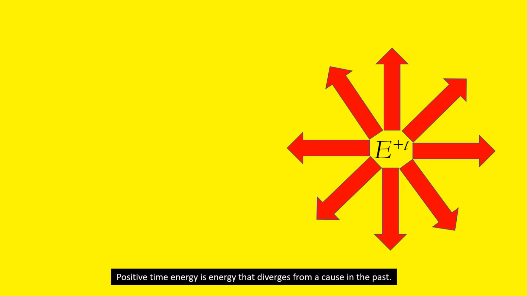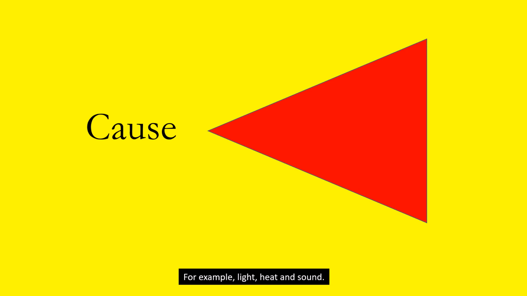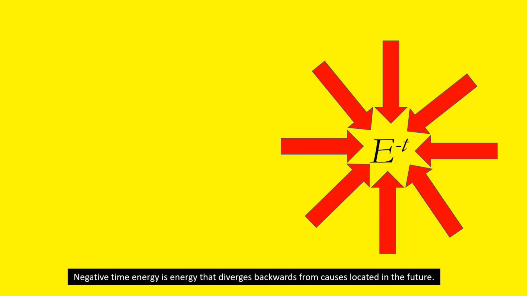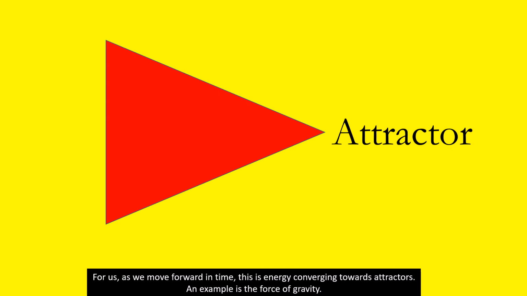Positive time energy is energy that diverges from a cause in the past. For example, light, heat, and sound. Negative time energy is energy that diverges backwards from causes located in the future. For us, as we move forward in time, this is energy converging towards attractors. An example is the force of gravity.